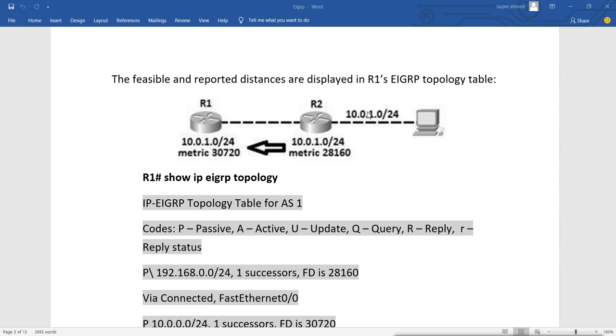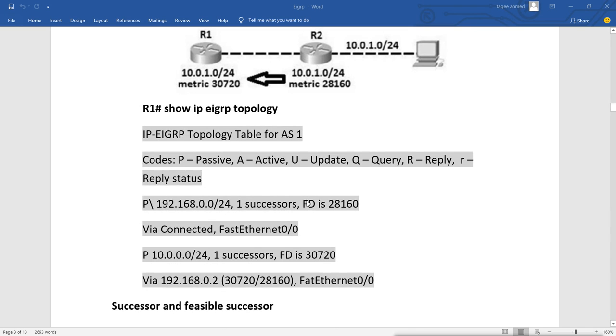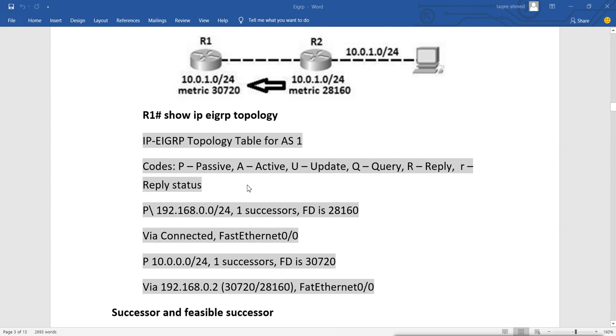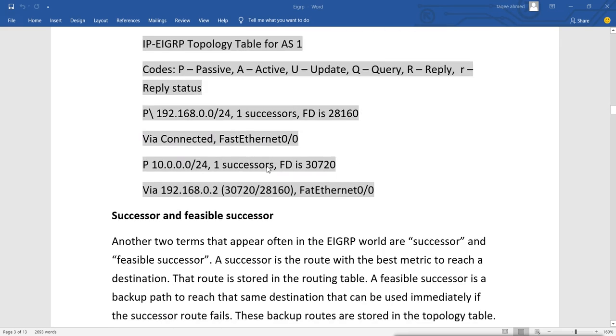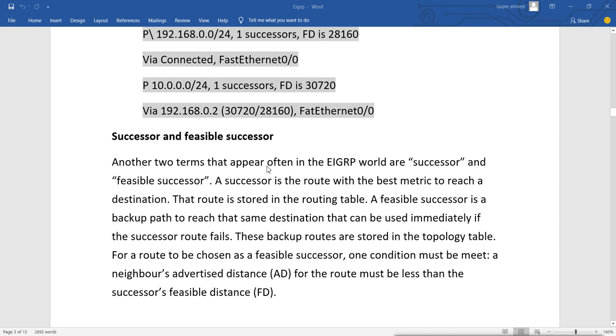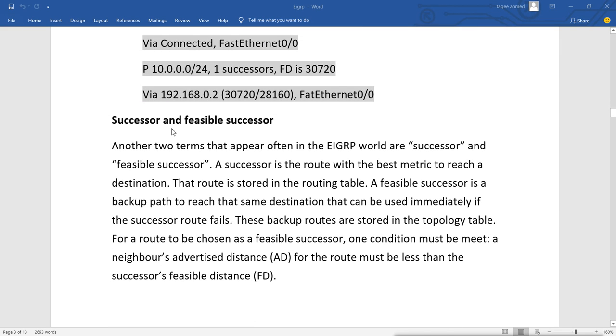We can show this topology table with the show ip eigrp topology command, and we can see the feasible distance and reported distance in the table. The route which comes into the routing table is called the successor. Another thing you will hear in EIGRP is successor and feasible successor. These are two terms that appear often in the EIGRP world.